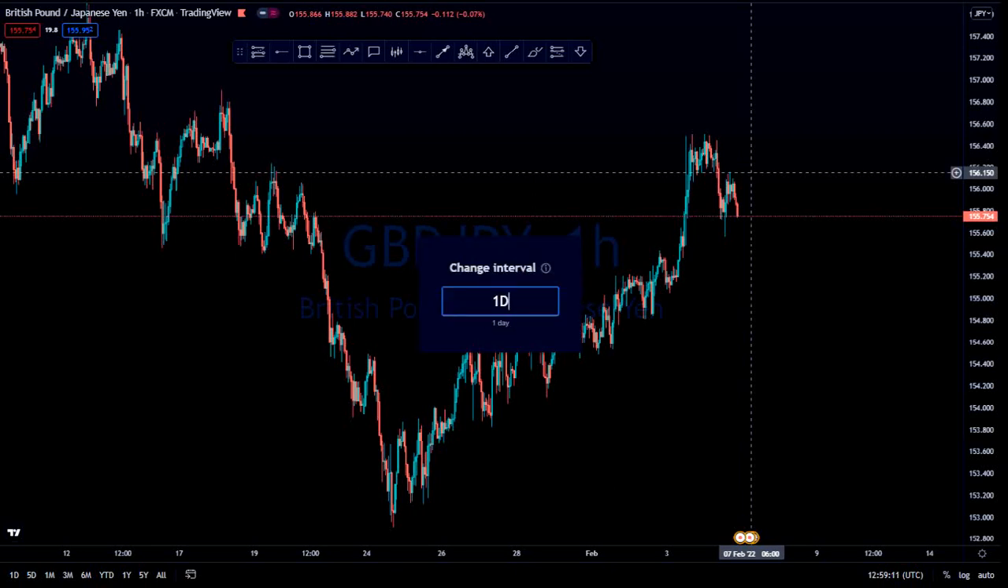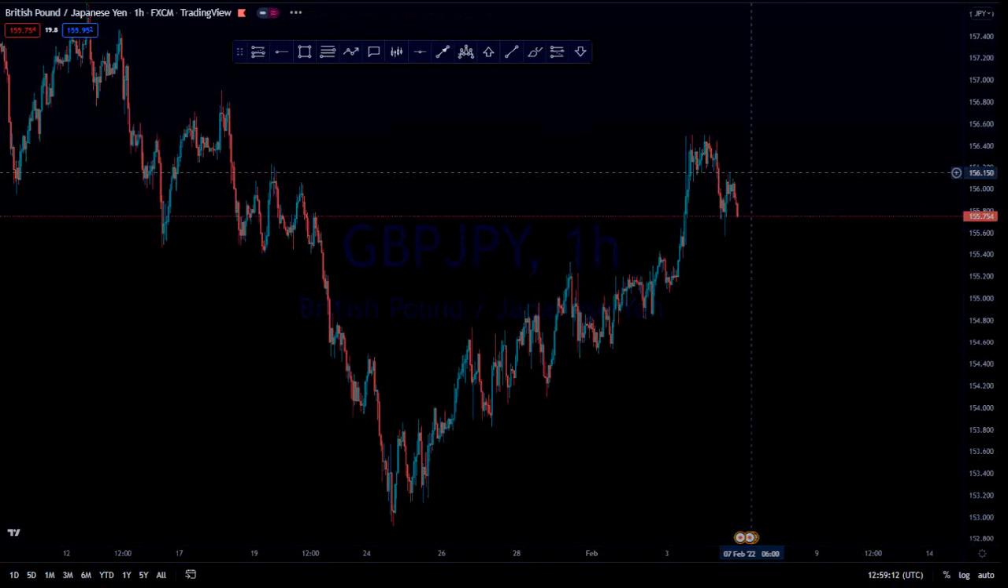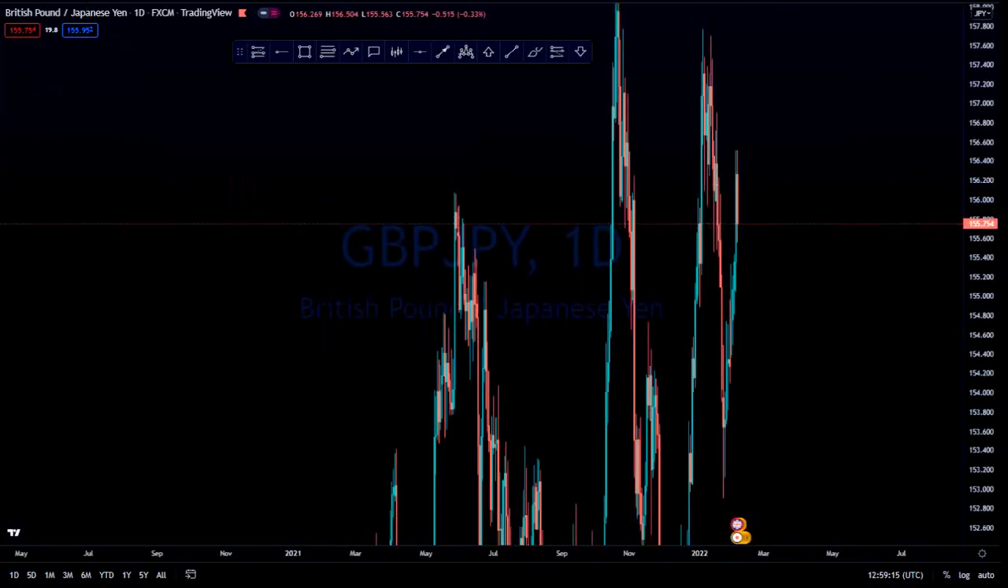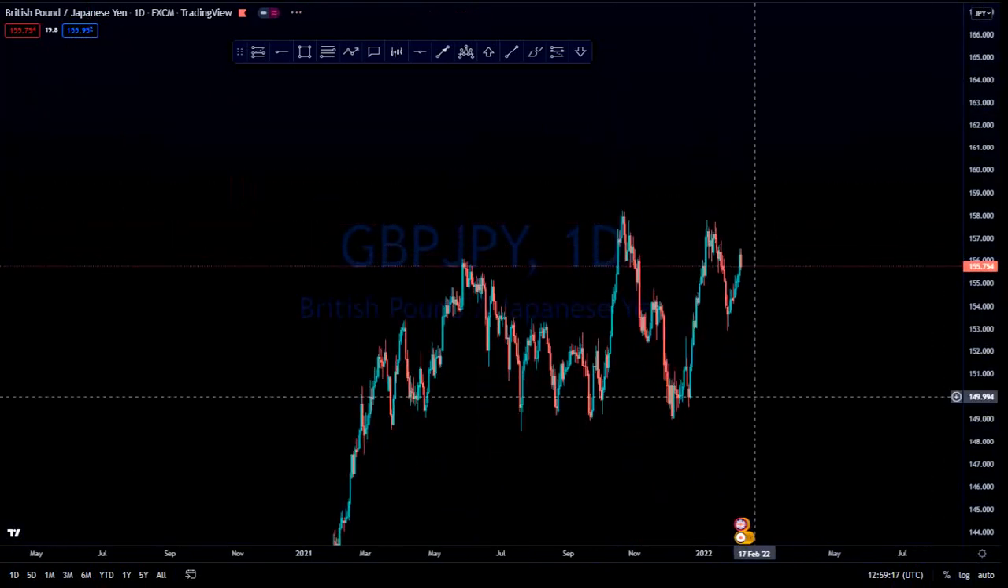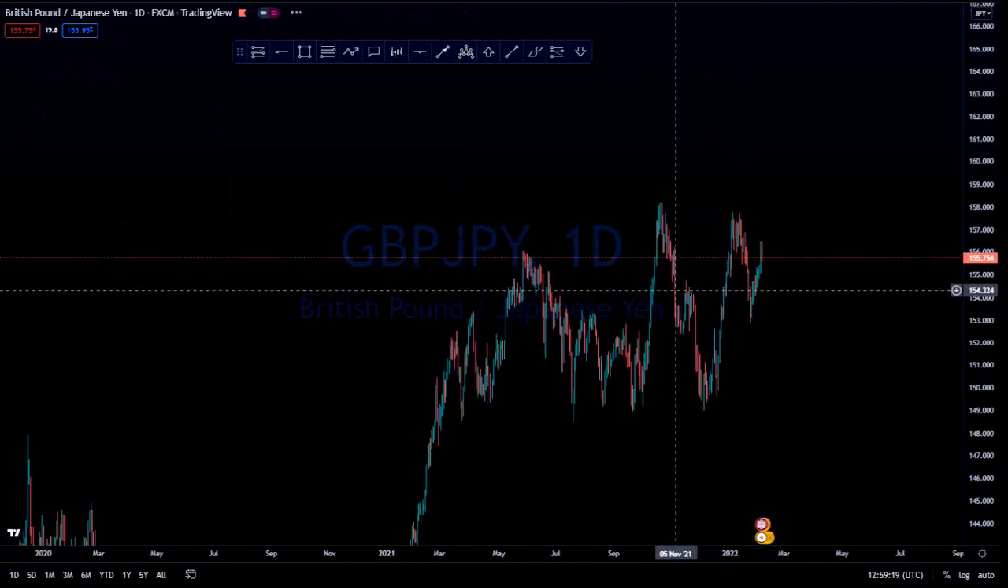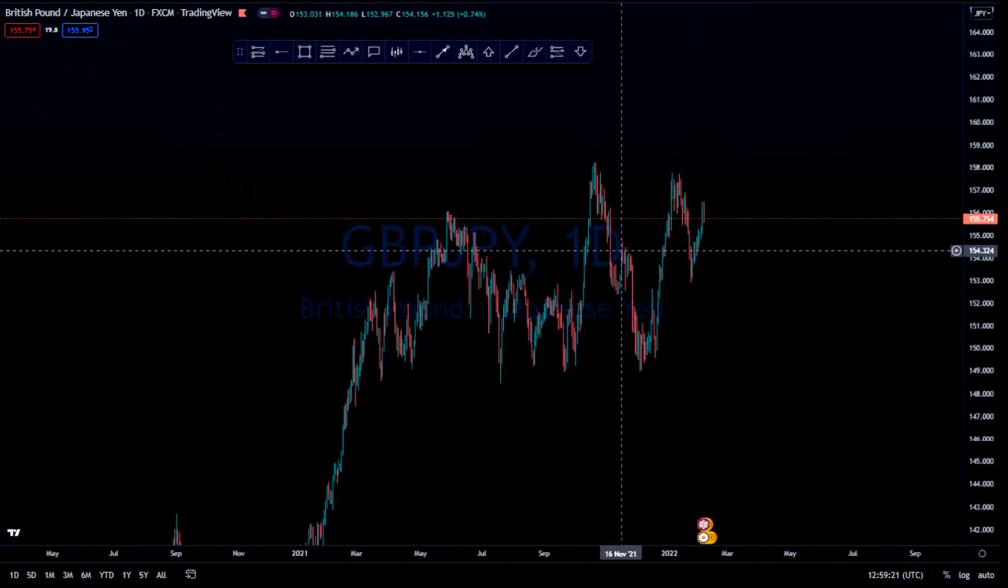Starting from a daily time frame and Pound Yen. Daily time frame, Pound Yen. This is my structure. This is what I have.